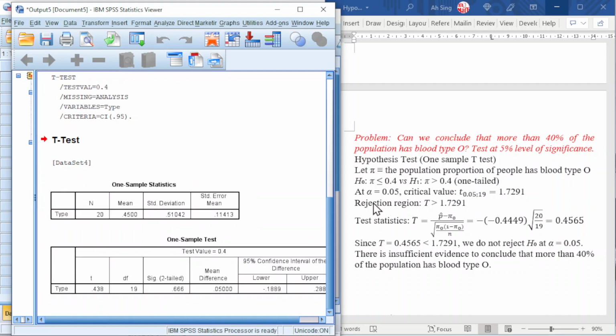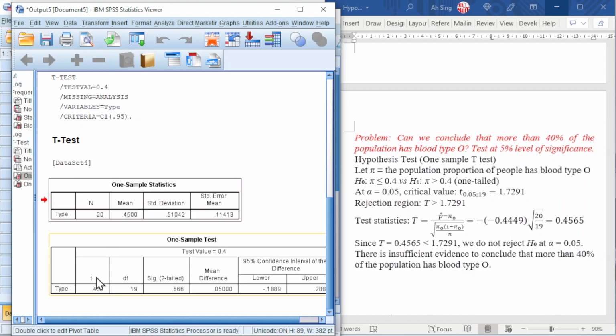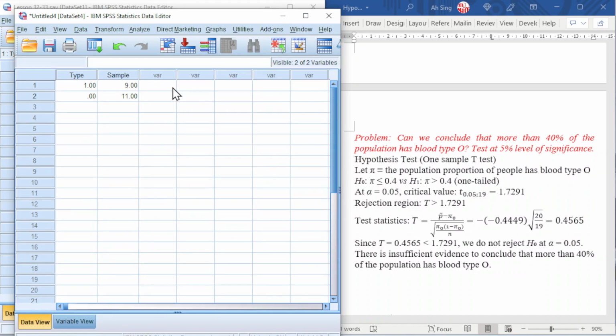But we should bear in mind that when we refer to the formula, we realize that when computing the standard error, the population proportion was used. However, in SPSS, the sample type values were used when computing the one sample statistics, which means that we obtain a value that is different from the formula that we want. So what we have to do here is, instead of using sample type values, change to population.